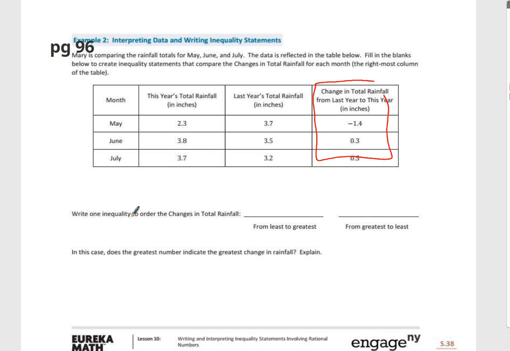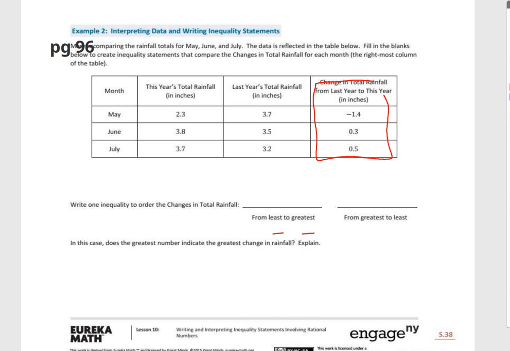And it says write an inequality to order the changes in total rainfall. Now again, we want the least to the greatest. Well, which one of those is the smallest amount of rainfall? Okay, the smallest amount. Negative 1.4 is smaller, you got it, than 0.3, which is smaller than 0.5. If we're going from the greatest to the least, we're going to have to flip it around, right? So we're going to have 0.5 is greater than 0.3, which is greater than negative 1.4.